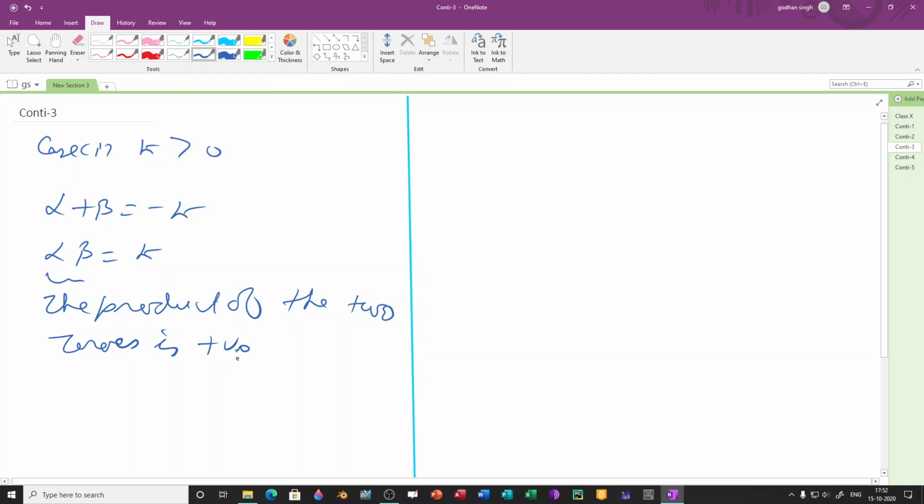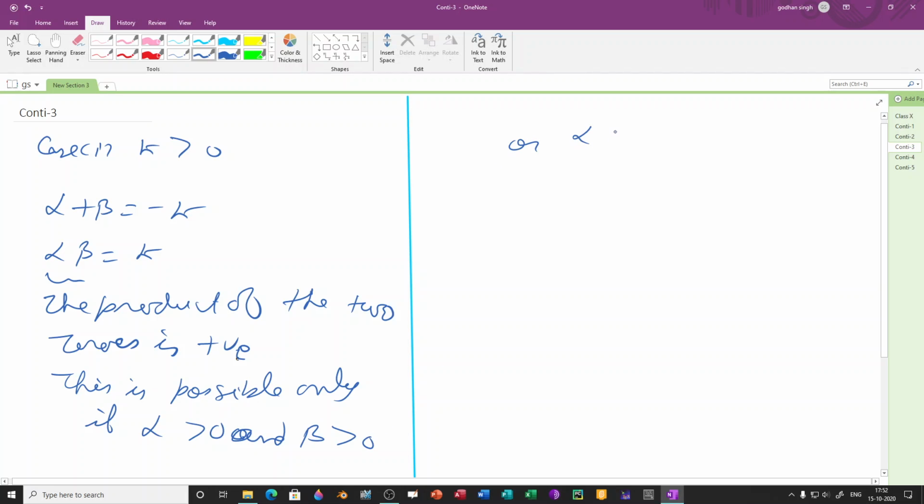This is possible only if alpha is greater than 0 and beta is greater than 0, or alpha is less than 0 and beta is less than 0. Now, but what is the sum?